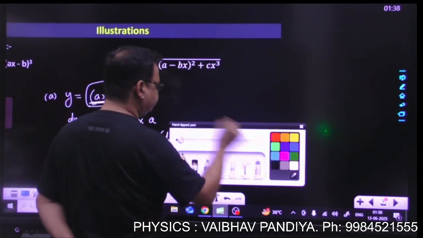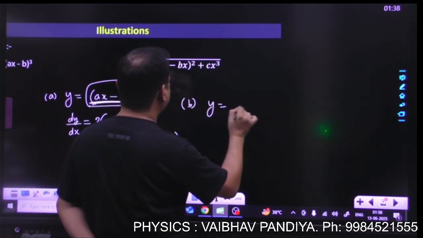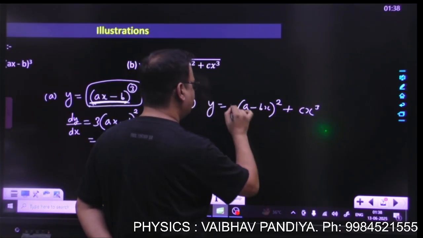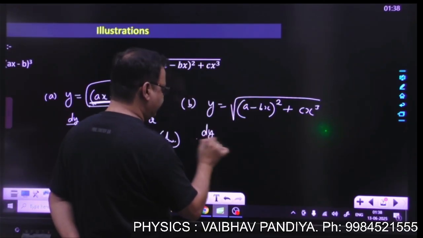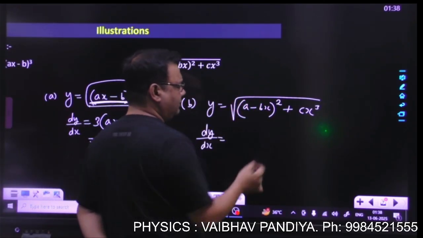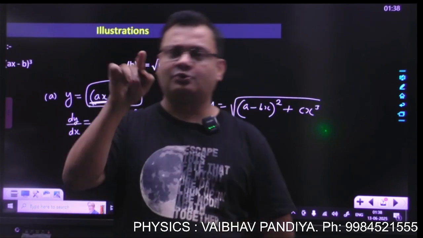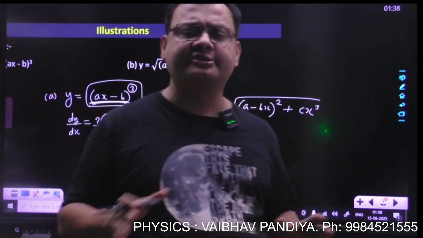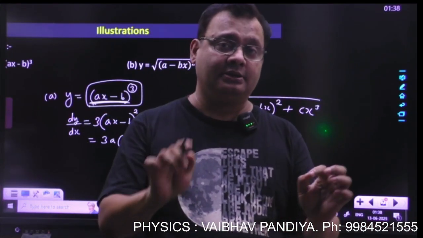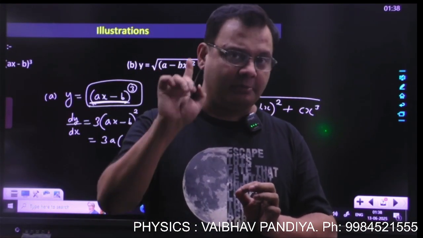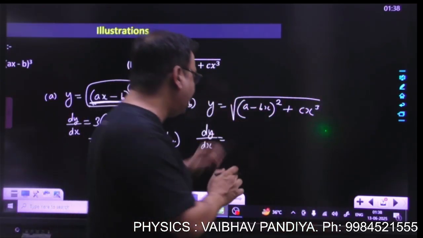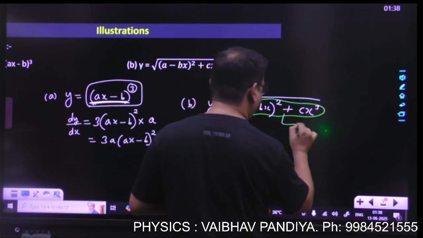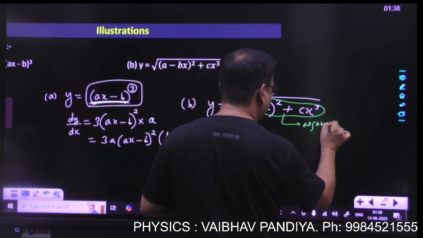See part B. Y is equal to a minus bx whole square plus cx cube under root. Now we have to find dy by dx. So we know the basic root x has a derivative of 1 by 2 root x. And whenever you have root of some complex function, forget what is inside the root. Simply first apply the derivative formula for the root. Remember? So whatever is inside the root, that is the argument. This is the argument.